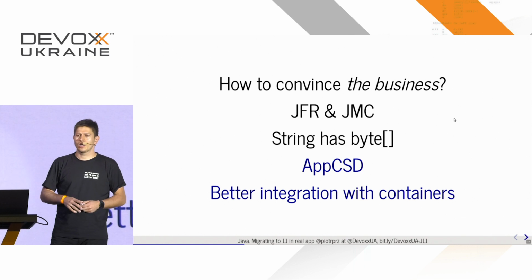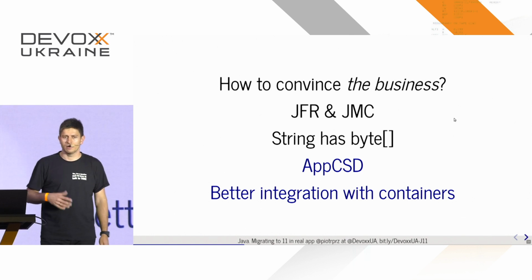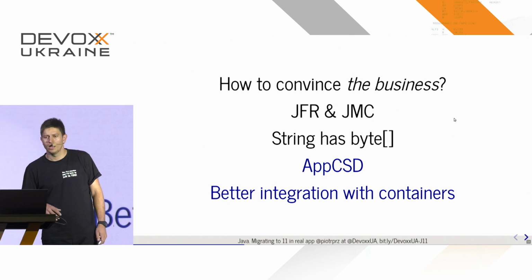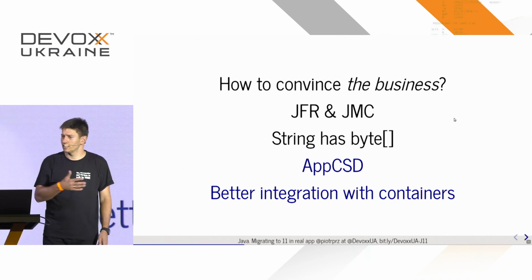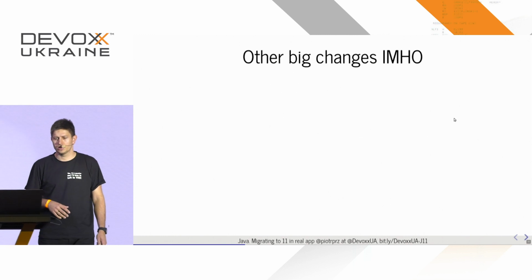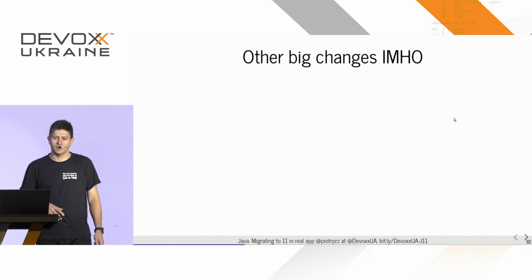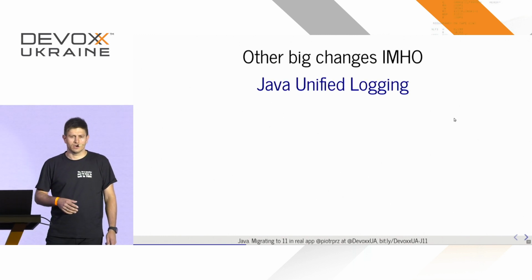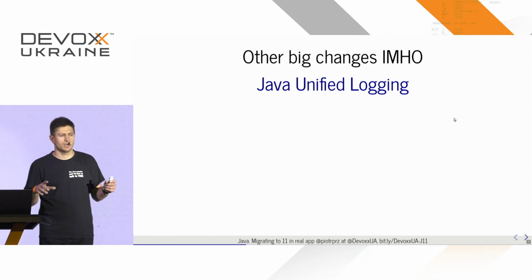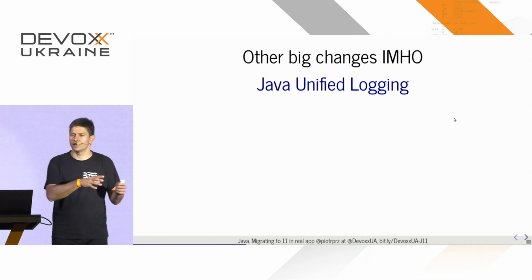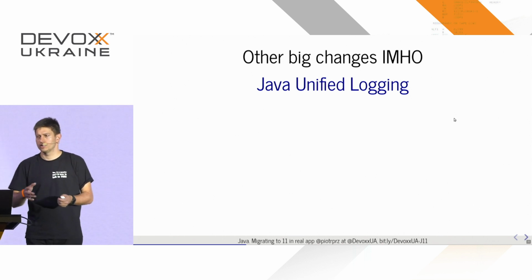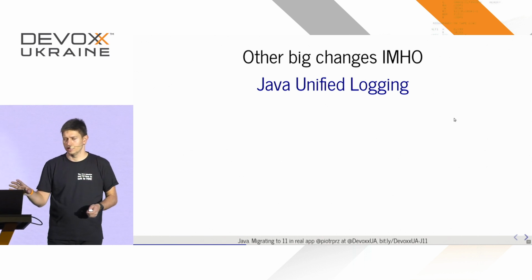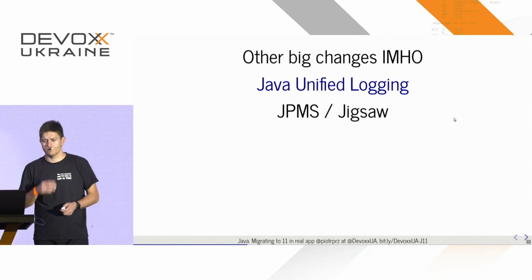Since Java 10, we also have better integration with containers. I'm talking about Docker, for example. It now obeys correctly the limit of the CPU you have assigned to a certain Docker image. Other big changes, in my opinion: we have finally Java unified logging. So there's one unified parameter to log every internal of the JVM when it's running. Not dozens of difficult-to-remember parameters. Just everything can be logged in a single unified way.